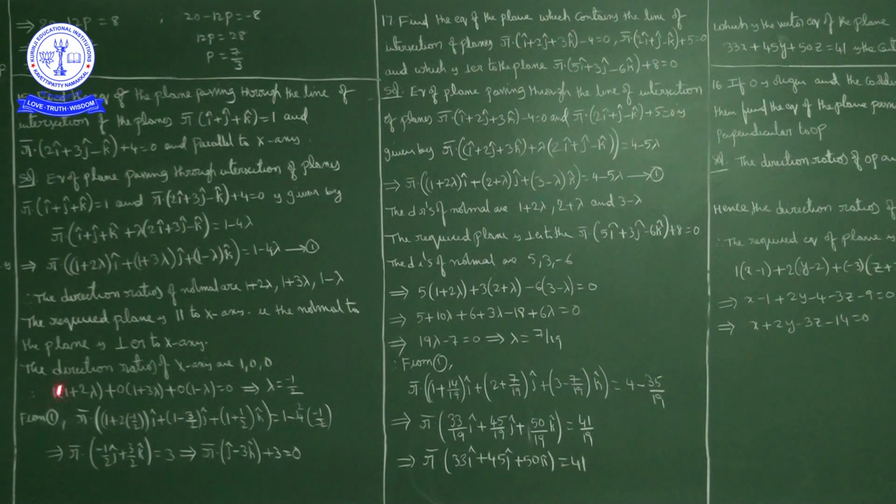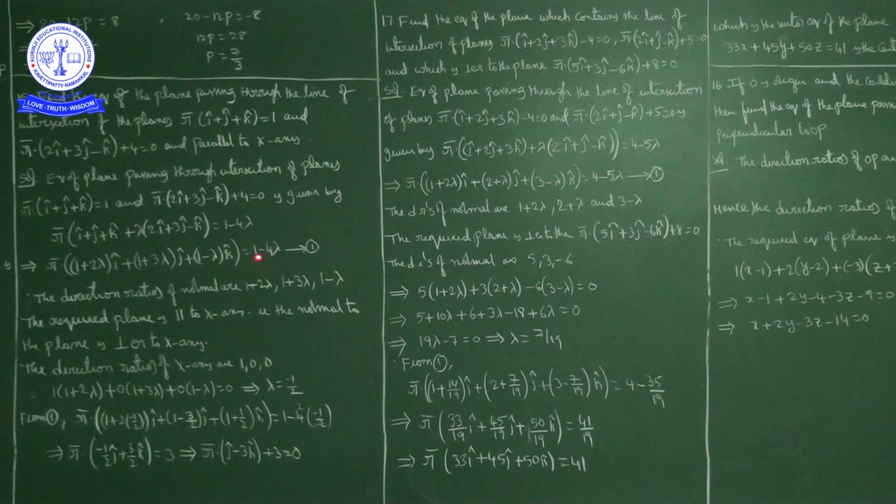So from equation 1, what we can write, r bar dot product with 1 plus 2 lambda, 1 plus 2 into lambda value minus 1 by 2, 2 cancel, 1 minus 1 is 0 I cap. So I coefficient is 0 plus 1 plus 3 lambda, 1 plus 3 lambda is what, minus 3 by 2, so 1 minus 3 by 2 is minus 1 by 2, so minus 1 by 2 j cap plus 1 minus lambda k cap, 1 minus minus 1 by 2, minus of minus plus 1 by 2, 1 plus 1 by 2 is 3 by 2, 3 by 2 k cap.